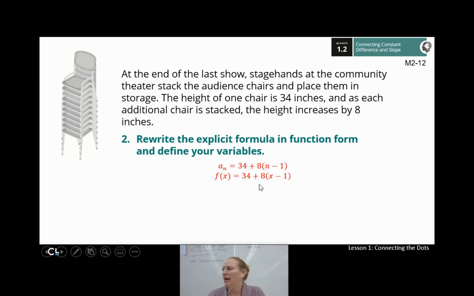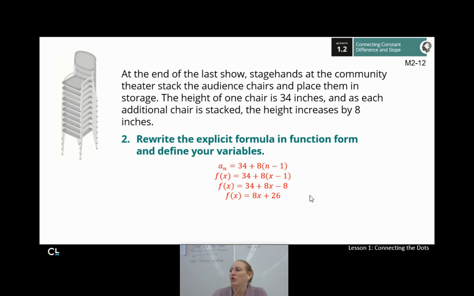And you know what the next step is. We distribute this thing, right? We distribute 8 times x, 8 times a negative 1. Well, 8 times x is 8x. 8 times negative 1 is negative 8. We have like terms, right? 34 and negative 8. So I'm going to put my 8x in front, and then 34 minus 8 is 26. So I now have f of x equals 8x plus 26. Again, you might have n's instead of x's. That's okay.